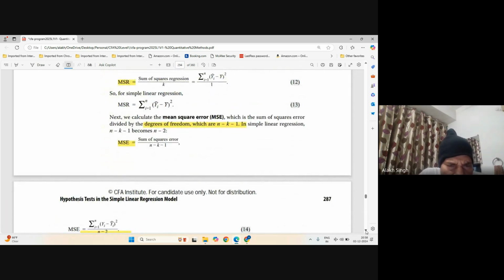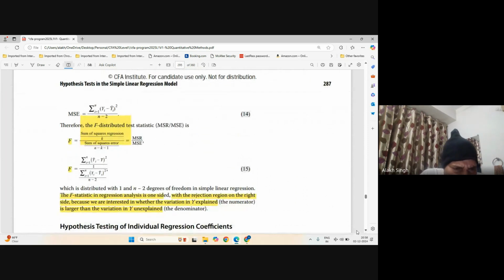Okay, so let's go down. The mean sum of squares formula is correct: we divide by n minus 2, yi minus y hat whole square, not y bar, and yi hat minus y bar whole square. So this should be sum of squares of regression divided by 1. That is what we did.